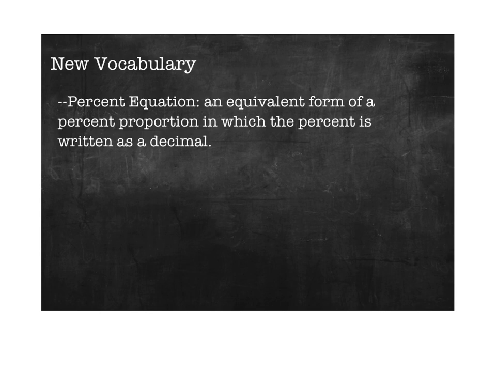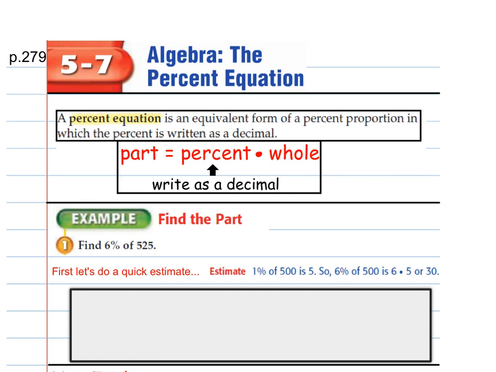Our new vocabulary is percent equation, which is an equivalent form of a percent proportion in which the percent is written as a decimal. So jumping right in, our percent equation is part equals percent times the whole, where the percent is written as a decimal. You need to write this down.